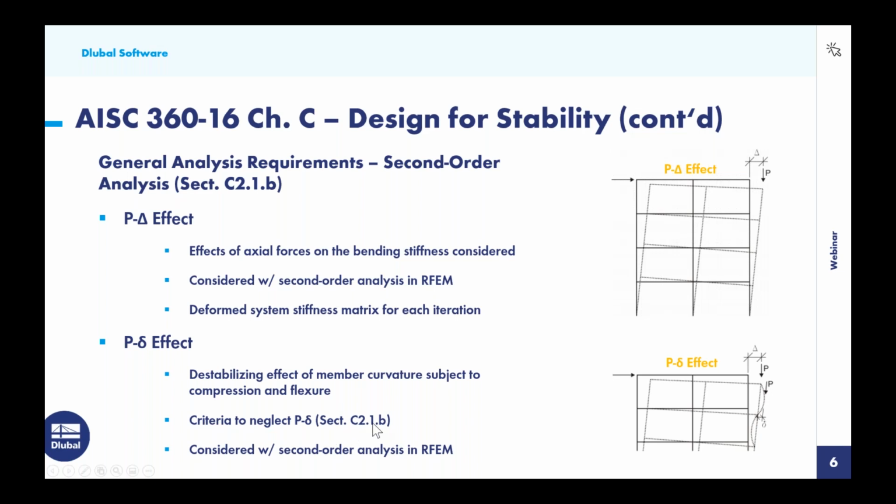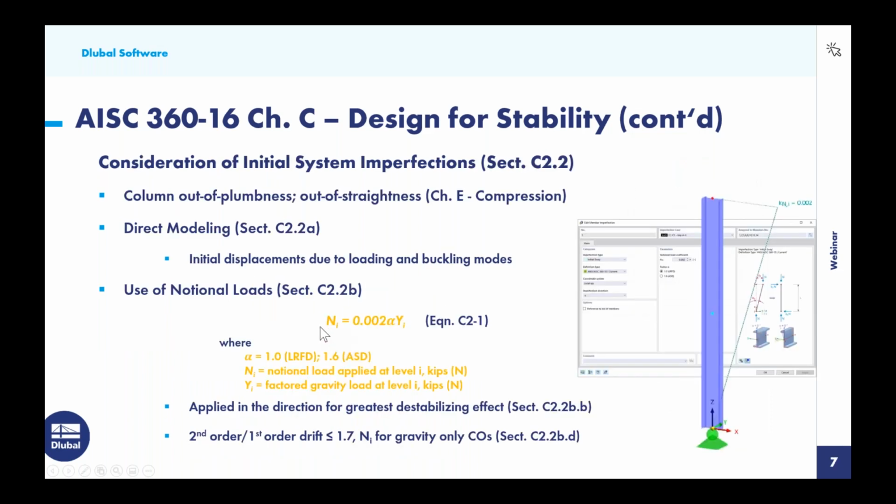Now in section C2.1b, there are some provisions laid out if we want to neglect P little delta. So if you fall into this category with your structure, then P little delta may not be a concern. Within RFEM, P little delta is also automatically considered with a second order analysis. You do not need to further submesh the member. You do not need to add additional nodes along the length of the member. Everything is automatically accounted for internally with the differential equations applied to each element for a second order analysis to account for P little delta. I'll show you in a minute how we can apply those settings, but let us continue.